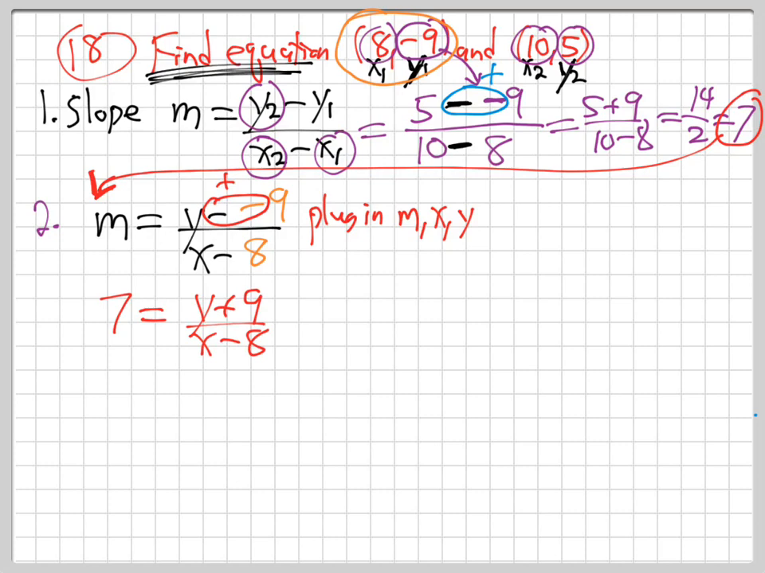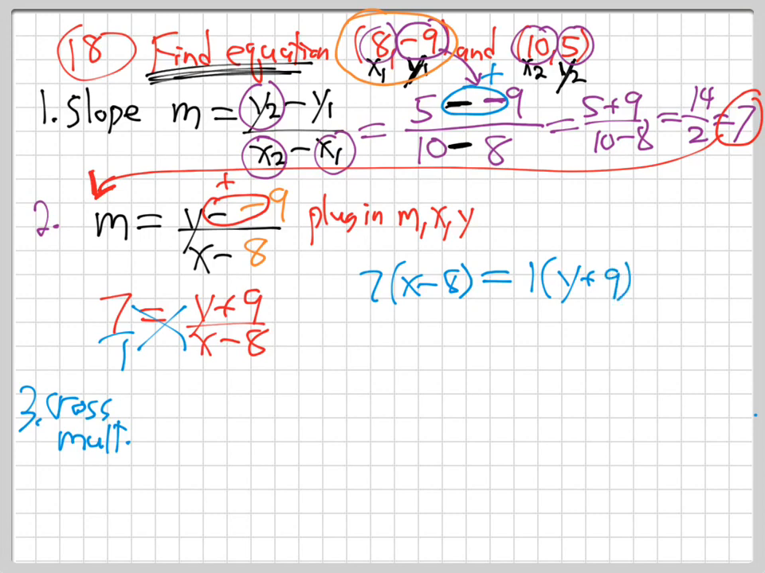Okay, how do we simplify? So what's step 3 now? Cross multiply. So how do I cross multiply when there's a whole number over there? Put a 1, diagonal, diagonal. So we get 7 times X minus 8 is 1 times Y plus 9. See what happened there? Diagonal, those two go together, and then those two go together.